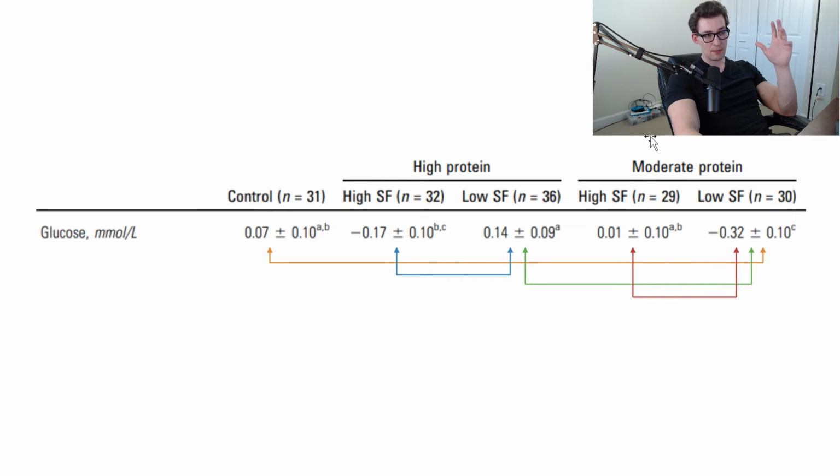And finally, moderate protein and high saturated fat, if you compare that to the moderate protein, low saturated fat, the low saturated fat condition shows a reduction in blood sugar levels. Okay, so what does this tell us?